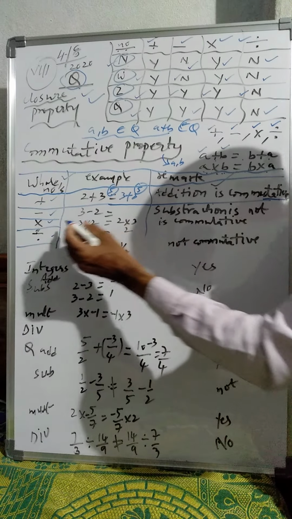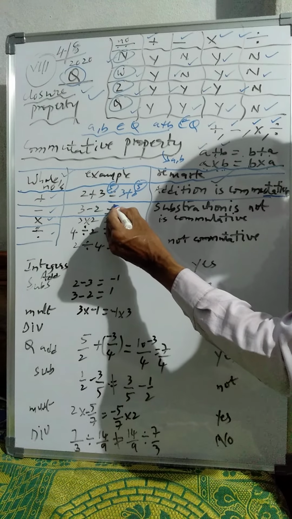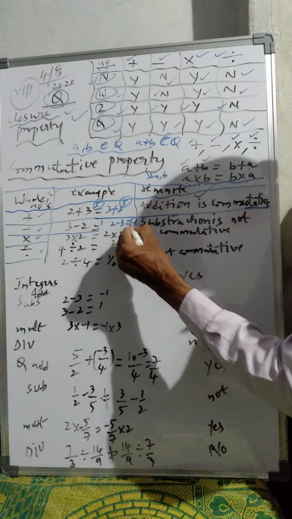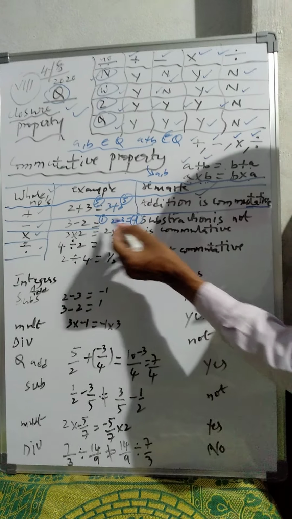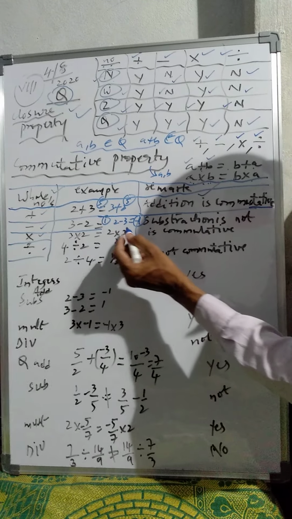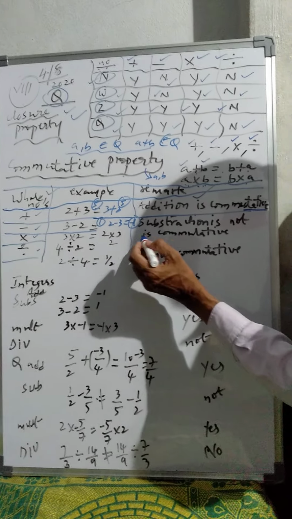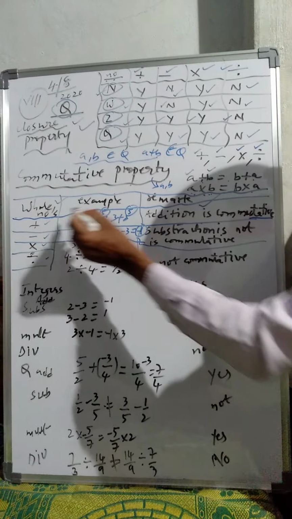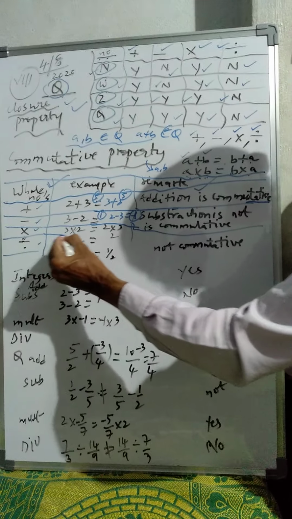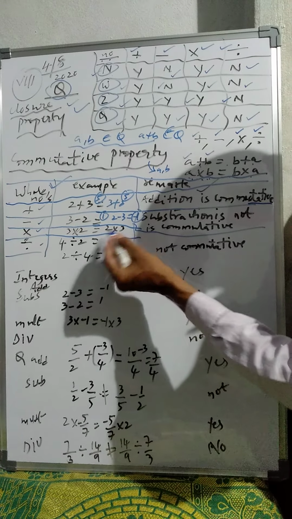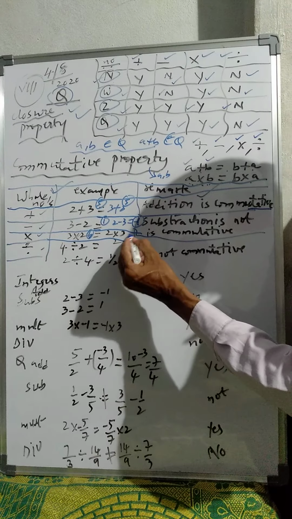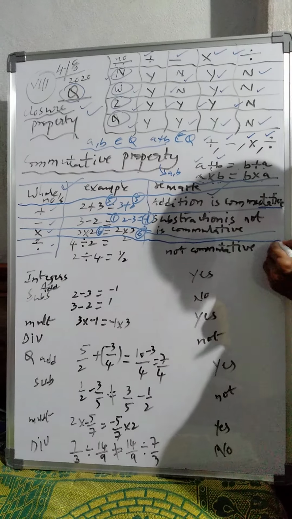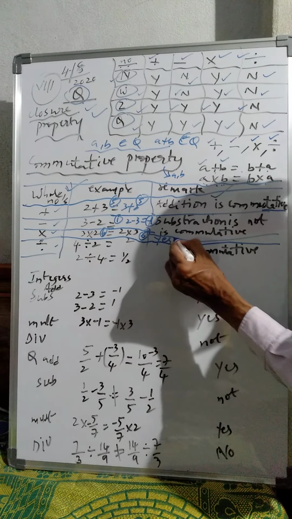Now 3 minus 2 is equal to 1, whereas 2 minus 3 is equal to minus 1. When you interchange a's place with b, you will not get the same result. So minus 1 is not equal to 1. Subtraction of whole numbers is not commutative. Okay. Now let us come to multiplication. 3 into 2 is equal to 2 into 3. 3 into 2 is 6, 2 into 3 is 6. The result is not changing. Hence it is commutative.